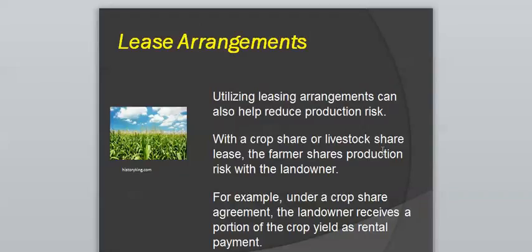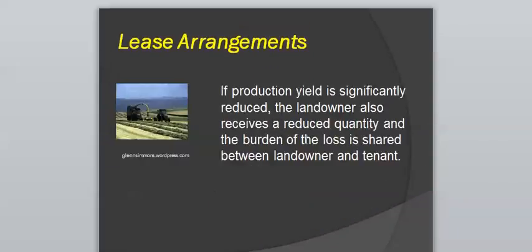Lease arrangements can be a good option in production risk. Utilizing lease arrangements can also reduce this risk. With a crop share or livestock share lease, the farmer shares production risk with the landowner. For example, under a crop share agreement, the landowner receives a portion of the crop yield as a rental payment. This used to be a lot more common type of lease arrangement. Not so common today. Today it's more cash crop lease, and the reason for that is it's less risk for the landowner. Landowners don't like to take risk.